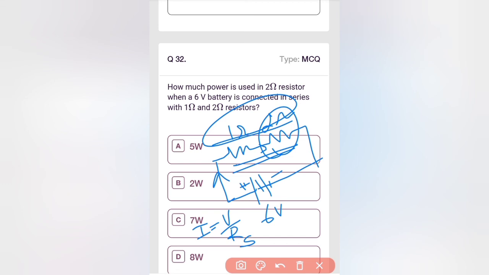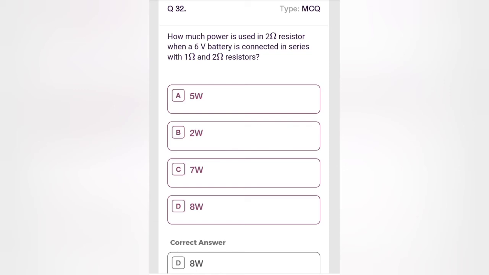And what is the formula for power? Power is equal to I square R, right? So here 2 square into R. Here we need to find it in the 2 ohm resistor. So therefore we should take R2 as 2. So 2 square into 2. So 4 2s are 8. 8 watt is the correct answer. So the answer is option D, 8 watt.